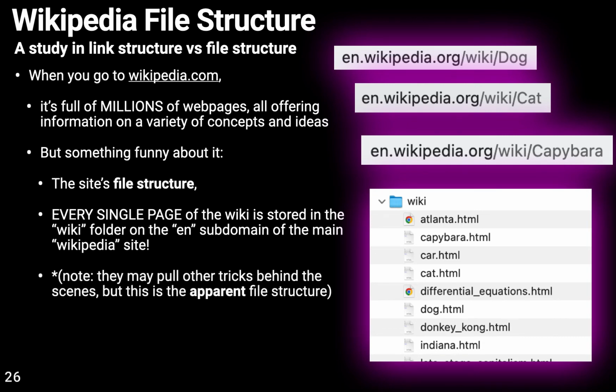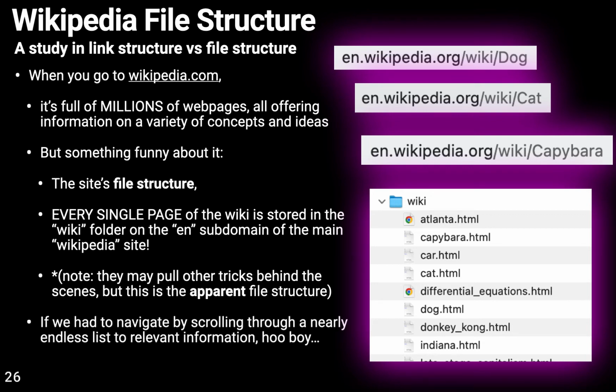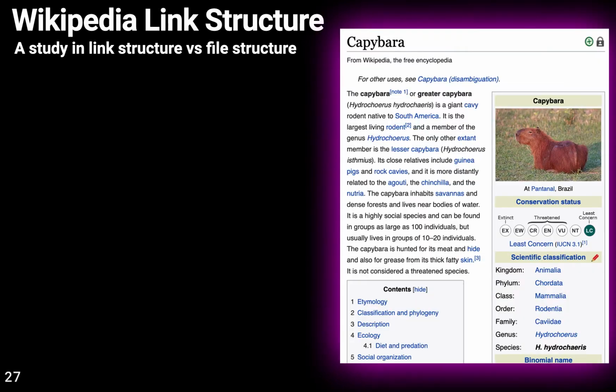Now, by the way, I just want to say, they probably have other tricks going on behind the scenes. They're probably using some databases. It's not just a bunch of web pages, right? But that's the apparent file structure from what we're able to see from the outside, right? So imagine if Wikipedia made you navigate it by scrolling through a nearly endless list of relevant information, or perhaps irrelevant information. That would be a dang nightmare, right? That file structure would not be an acceptable way to interact with this piece of software, this website designed to educate me on a variety of topics.